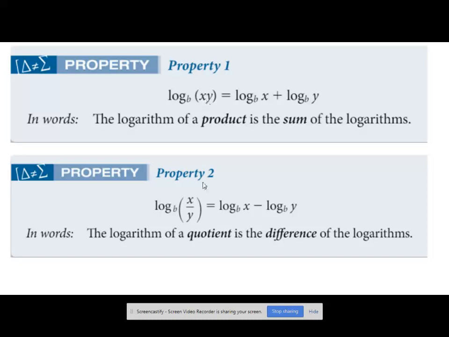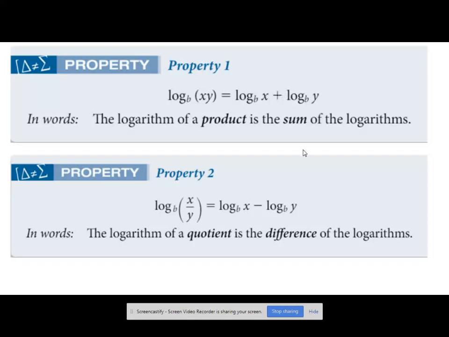Division is the same idea except with subtraction. If you are dividing two numbers within a logarithm, so the log of x divided by y, we can expand or separate that out into the log of x minus the log of y. This should feel a little bit like properties of exponents, where when you multiply two powers together that have the same base, you can add the exponents. Kind of the same idea here, where if you're multiplying two numbers within a logarithm, you can add the logs of those two numbers separately, and vice versa.